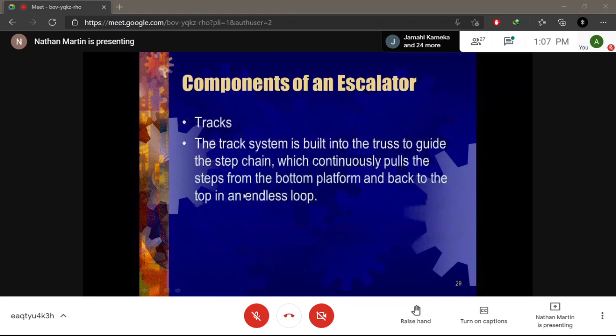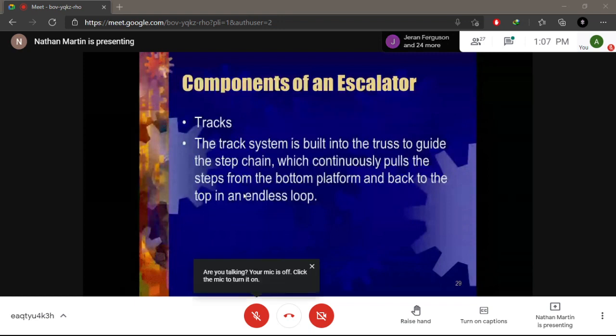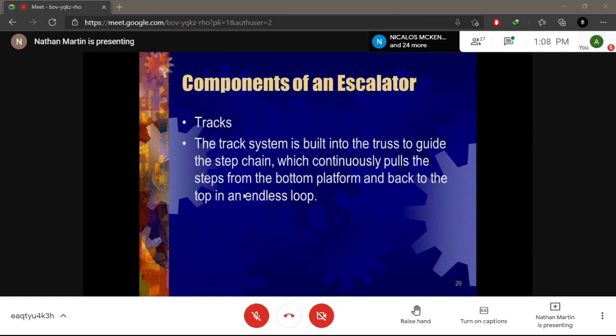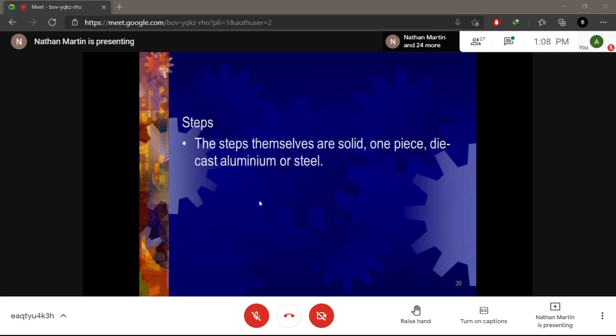Now the tracks. The track system is built into the truss to guide the steps, which continuously pulls the steps from the bottom of the platform back to the top in an endless loop, right? So it's always better to pull it up than to push it down and then it gets out of control in terms of speed. But it's easier to pull up, right? We have better control over the pulling than going down. All right.